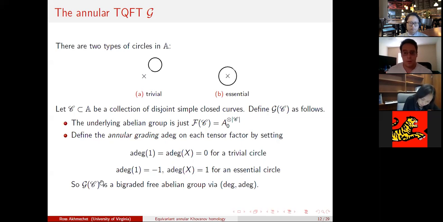Okay, so it's bigraded. That's what I was saying. Bigraded via qdeg, the quantum grading, which maybe I should have written as qdeg, and adeg. I might use this order later, so adeg is always second. It's bigraded.